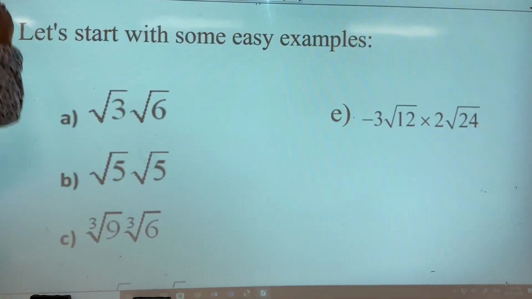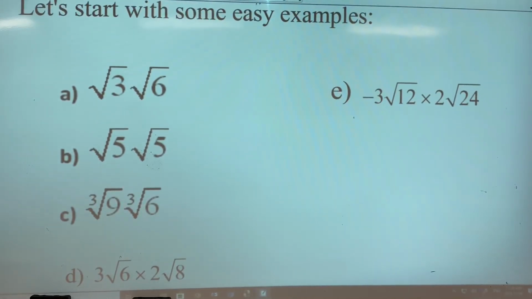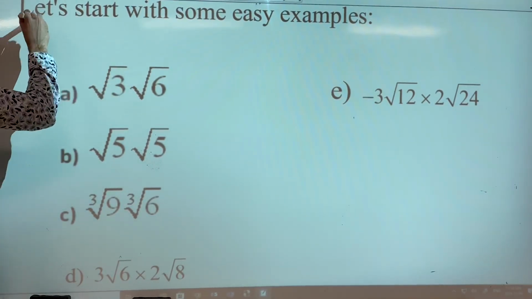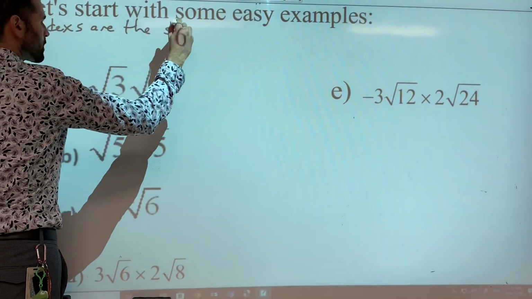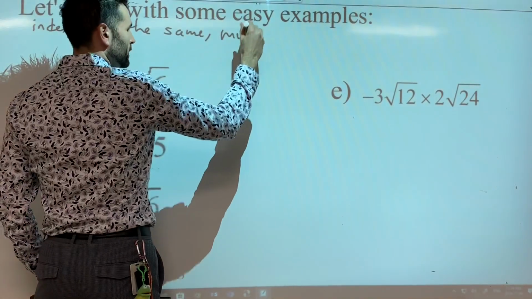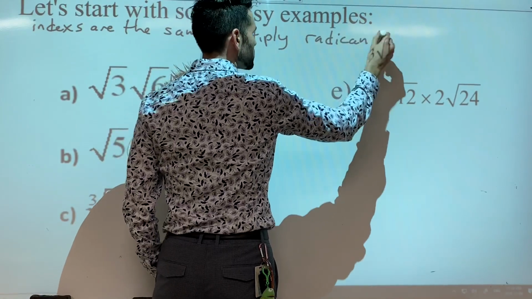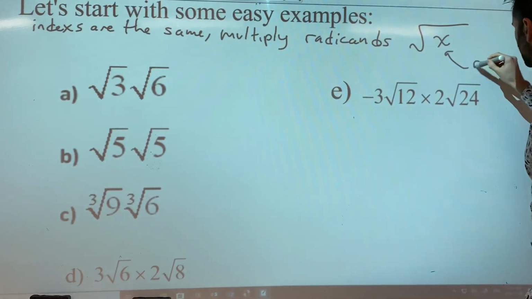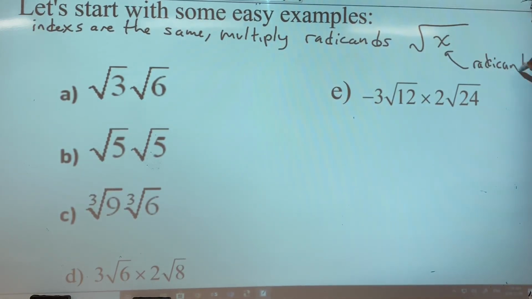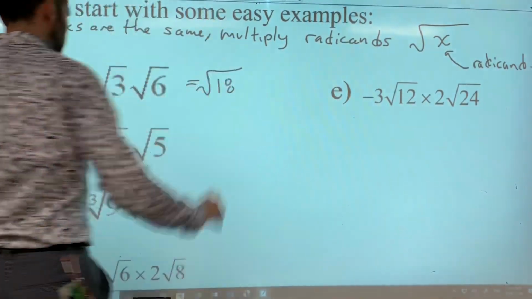Alright, let's rock and roll. So what does it look like for radicals? Here are some easy examples, and then maybe I'll go over the laws in a second. As long as the indexes are the same, you multiply the radicands. You guys remember what the radicands are? Yes, so this is the radicand. Indexes match, so I can rewrite this as the square root of 18. So there's an example.